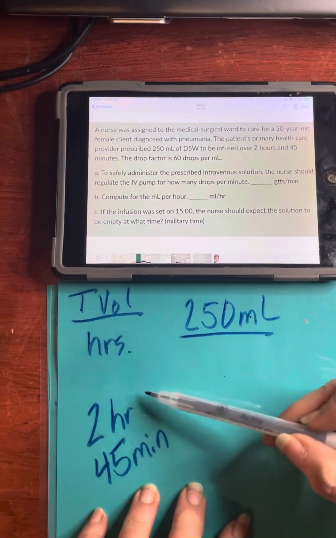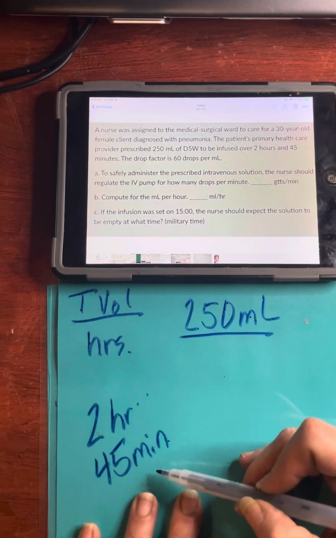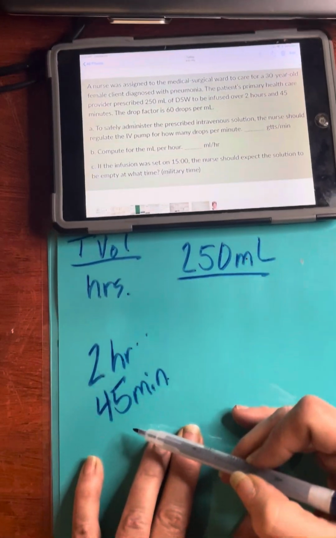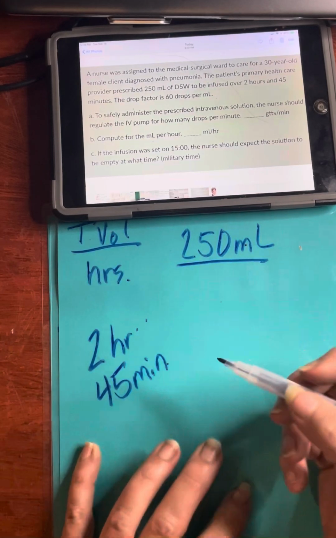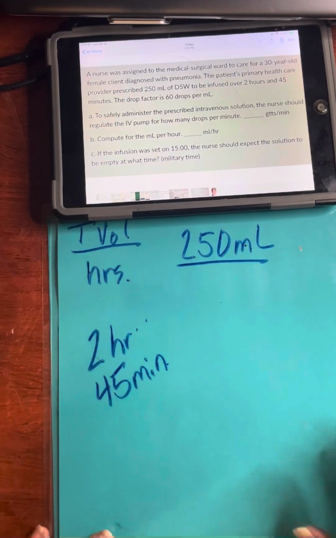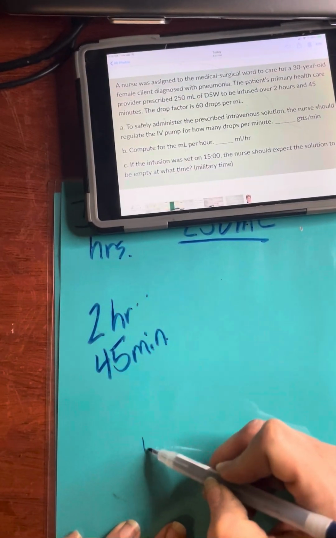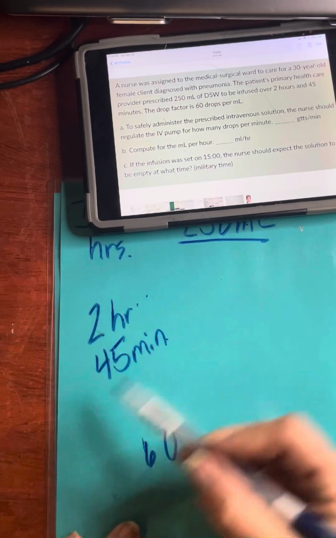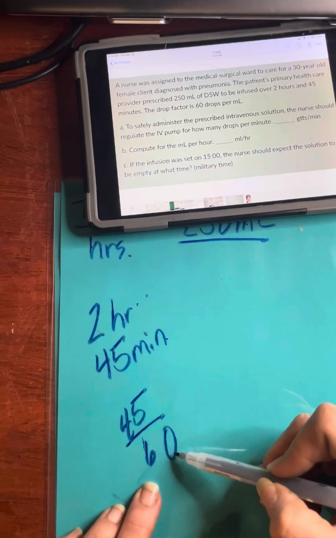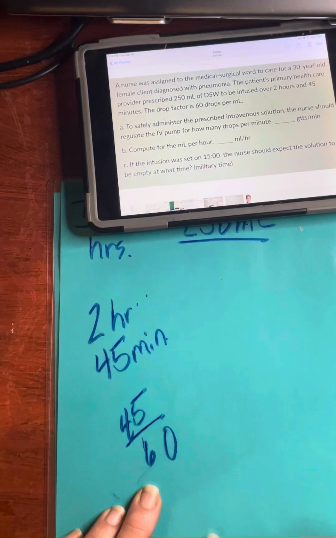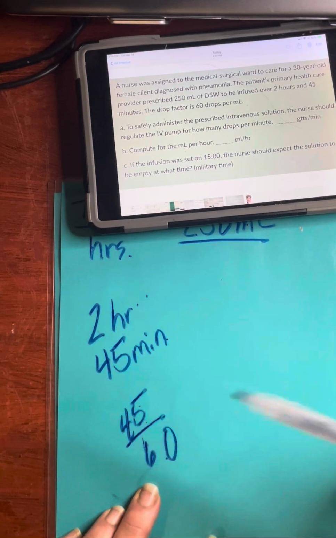But minutes are not hours. It's like apples and oranges. And so we have to convert the minutes into the portion of the hour. The total number of minutes in an hour is 60. So whatever they give you, they gave us 45. We have this portion of minutes, and this is the total that could possibly ever be in an hour. And so this fraction says this divided by that, okay?